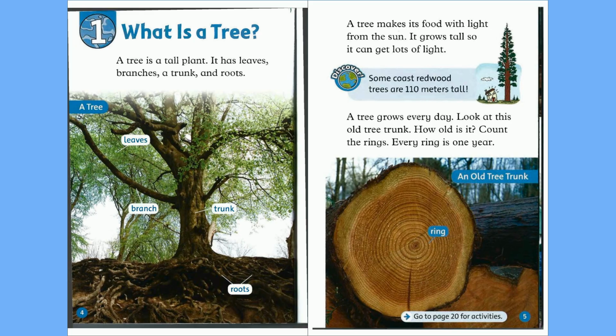A tree grows every day. Look at this old tree trunk. How old is it? Count the rings. Every ring is 1 year.